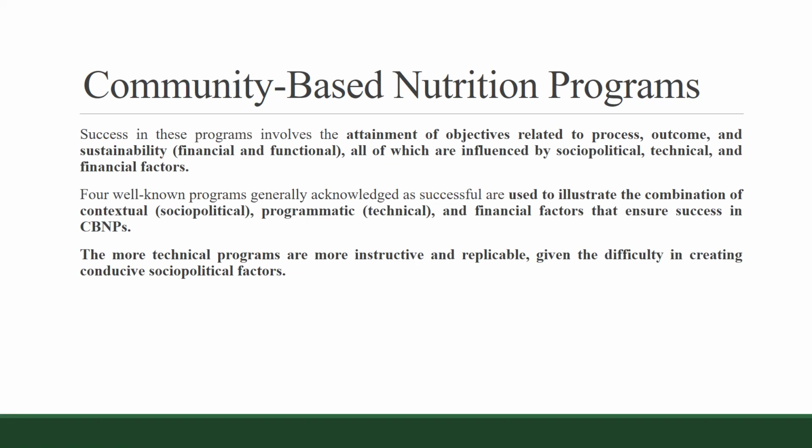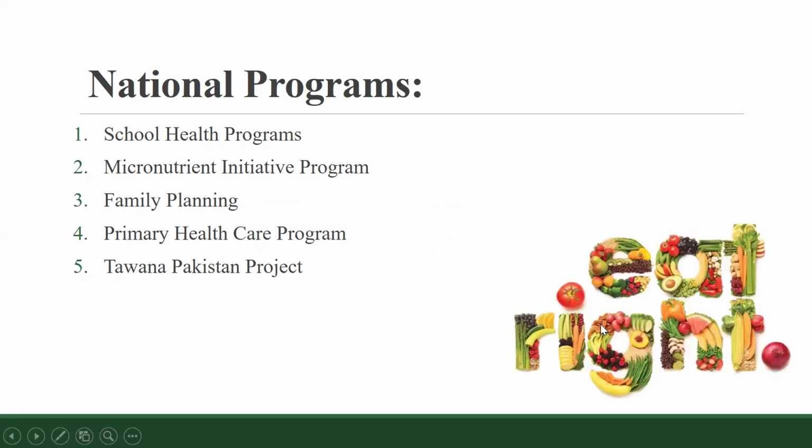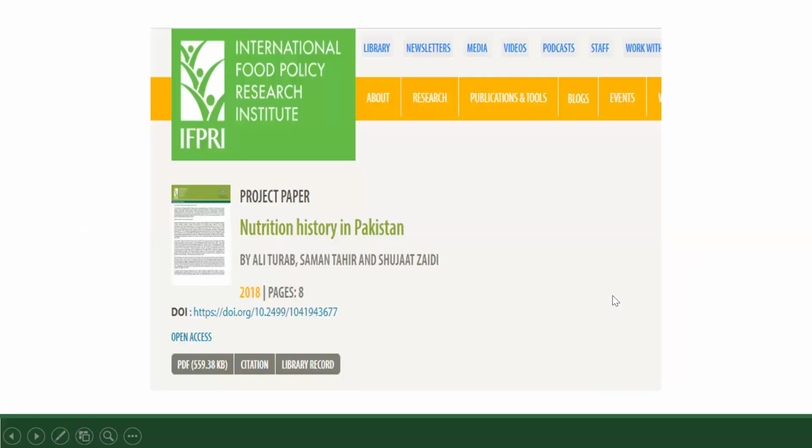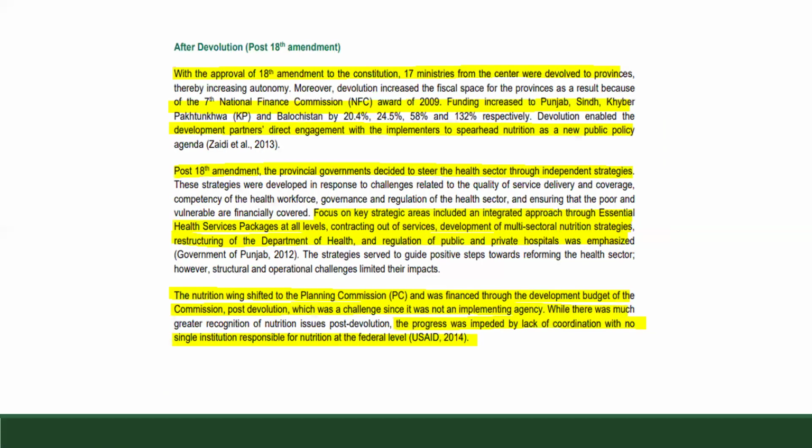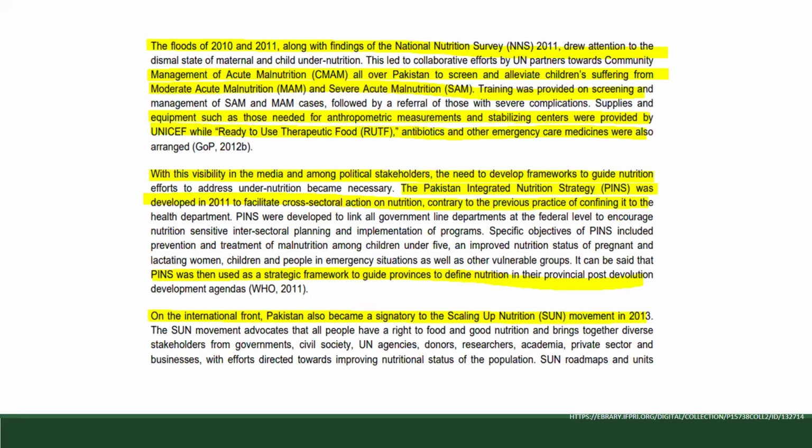The more technical programs are more instructive and replicable given the difficulty in creating conducive socio-political factors. The national programs include school health programs, a micronutrient initiative program, family planning, primary healthcare program, and Tawana Pakistan project. This is a brief nutrition history in Pakistan, before devolution, pre 18th Amendment, and after the devolution.